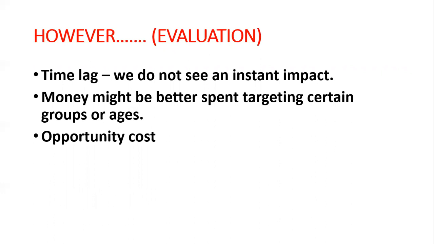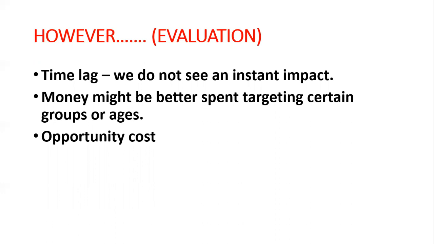So the government is spending money on you for 14 years, and then you might choose to go off to university for 3 or 4 years before you actually take your first full-time job. So that could be up to, in some cases, 11, 12 years before the government can actually get any type of income tax or return from you. That money might be better spent targeting certain groups or ages.